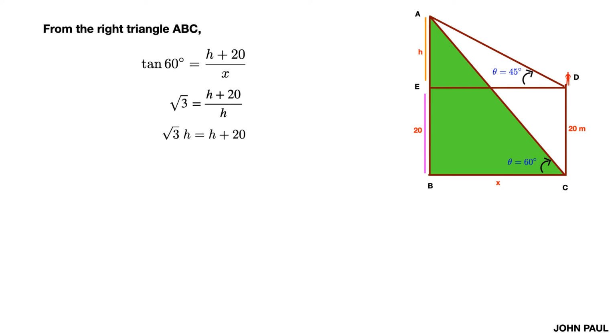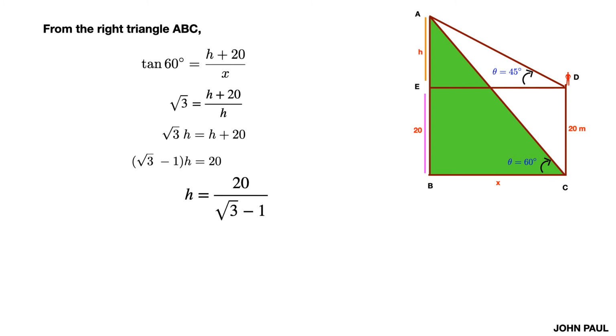Cross multiply, then take H to the left hand side. H comes to the left hand side and becomes minus H. By taking H common, we get root 3 minus 1 times H equals 20. H is equal to 20 by root 3 minus 1.